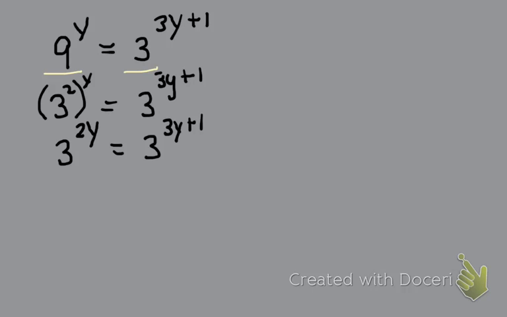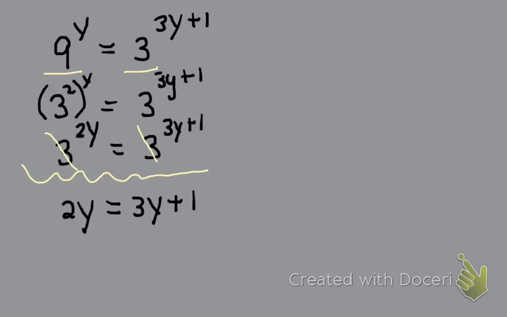Wow, we've got variables on both sides of the equation. But I do have like bases. Well, that's pretty cool. So I'm going to go ahead and cancel those out. And now we have that cool power problem. And we're just going to take the 2y now. And 2y is equal to 3y plus 1. Now it looks like the algebra that we've been working on before winter break.